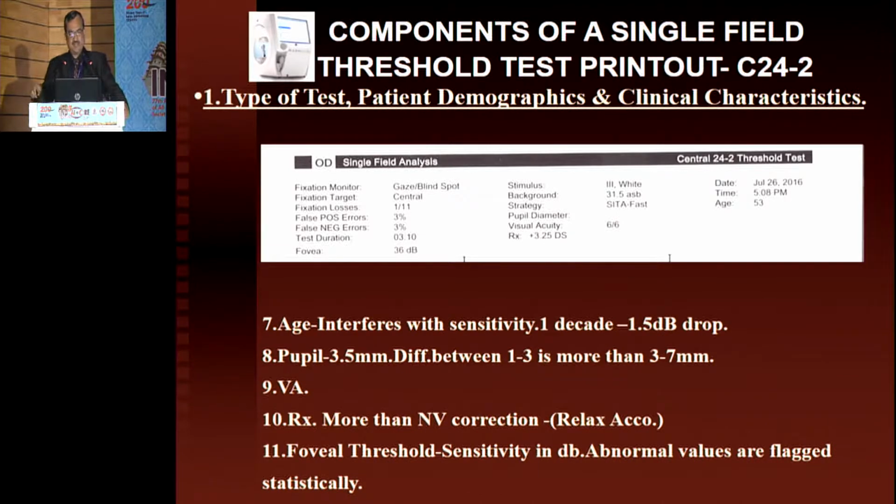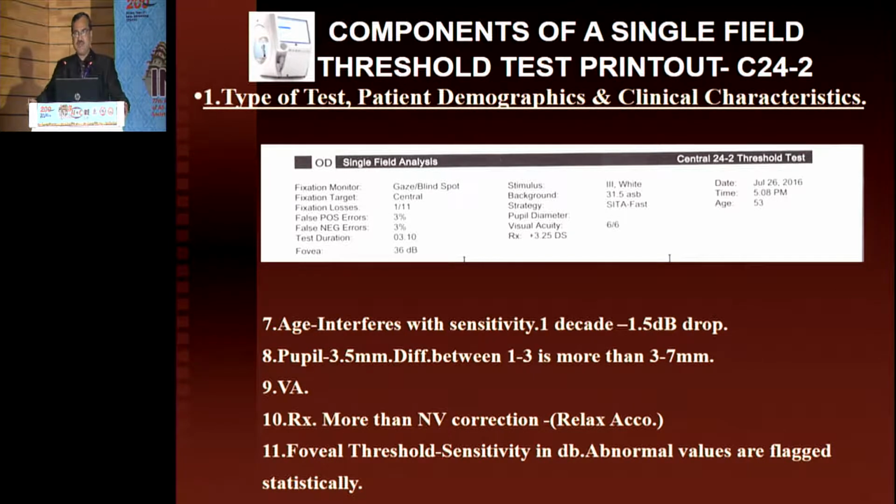The age interferes with the sensitivity. Every 1 decade, there is a drop of 1.5 decibels. If you ask the patient the age, the patient says 35, you enter 35, whereas the real age is 50. So the test taken by the patient is compared to the normative database of age 35 years, and then you get a diffuse suppression. That puts you in a quandary.